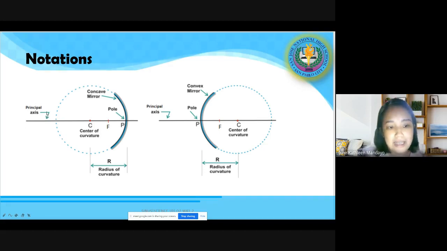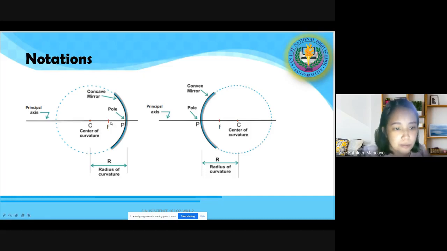It gives us a guide on which direction our light is moving, okay? Then ito yung mirror natin, whether it is a concave or a convex mirror, it must be perpendicular to the principal axis. And then sabi natin, this concave and convex mirrors are part of a sphere. So, pag in-extend natin siya, illustrating the sphere, ito yung itsura niya. Bali, parang kinuha lang natin yung isang portion that gives us the mirror.